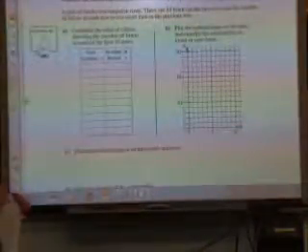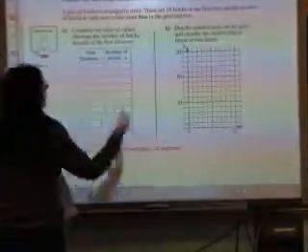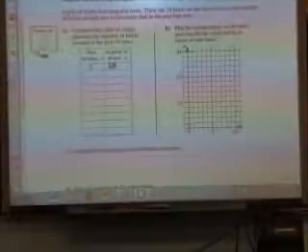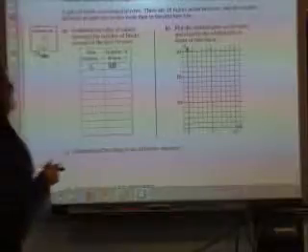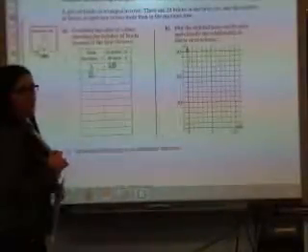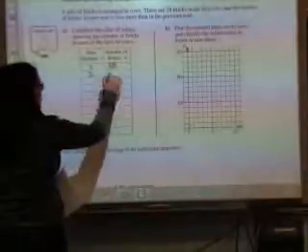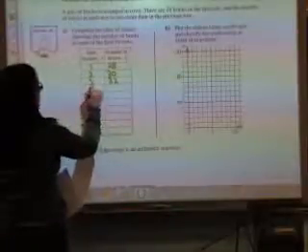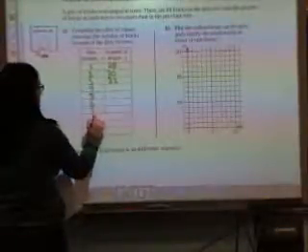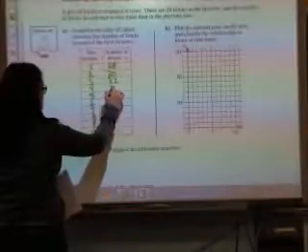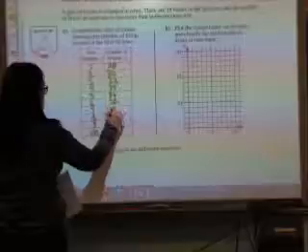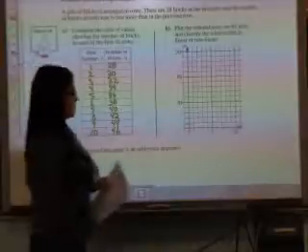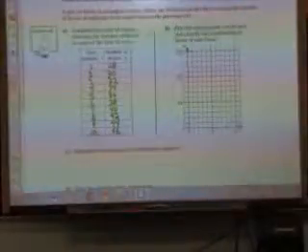So a pile of bricks is arranged in a row. There are 28 bricks in the first row. The number of bricks in each row is 2 more than in the previous. So if there's 28 in the first row, how many in the second? And in the third? And so on. So let's complete the chart all the way up to the first 10 rows. And I'll let you also graph them too.